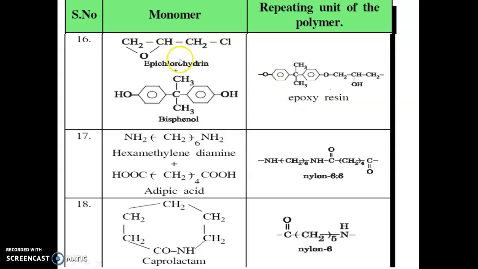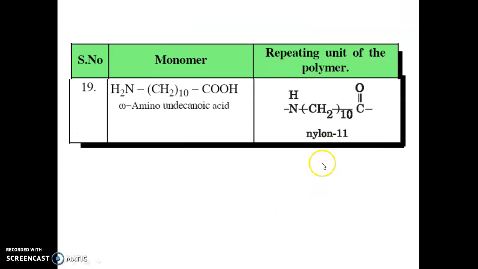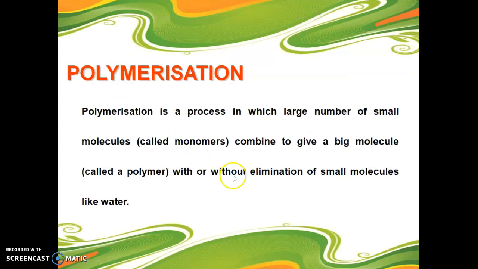See, epoxy resins are prepared by the addition of epichlorohydrin and bisphenol. And for the preparation of nylon 6,6, we are taking hexamethylene diamine and adipic acid. And for the preparation of nylon 6, we are taking monomer as caprolactam. So in the same way, for the preparation of polymers, we are taking monomers.